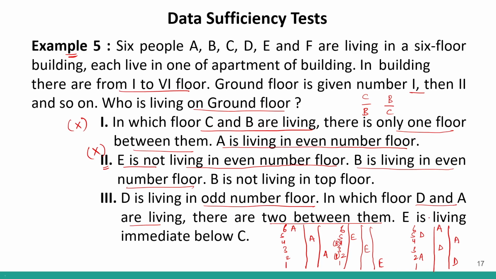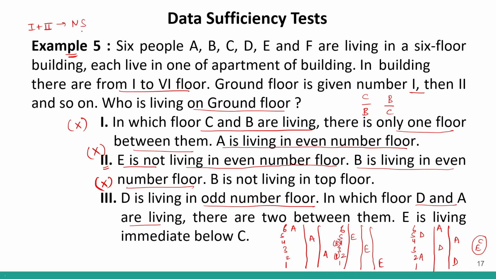Correct? And E is living immediately below C. So E is living immediately below C. This is given to us from statement number 3. So I can see that even statement number 3 is not sufficient to answer the question. With statement number 3 also we cannot identify who is living on the ground floor. Now if I combine statement 1 and 2, I can see again 3 possibilities here. We cannot identify the correct one. Correct? So 1 and 2 are not enough.